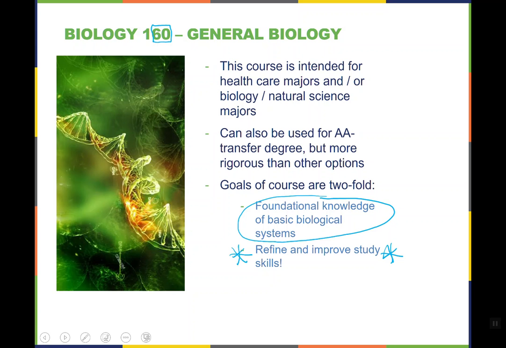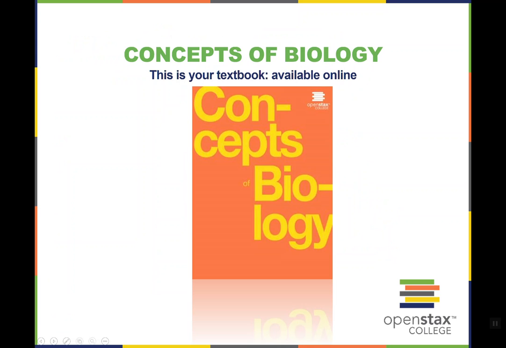All right, so some nuts and bolts stuff, and this is one of the things that's going to be the same across courses, so it's not the case that different Biology 160 instructors use different textbooks. We've all agreed to adopt one textbook, and it's this one, Concepts of Biology. This is available online, and as long as you download a PDF of it or view it online, it is free, which is great. So OpenStax, which is the organization that produces this text, is a purveyor of free and open source and open access textbooks.